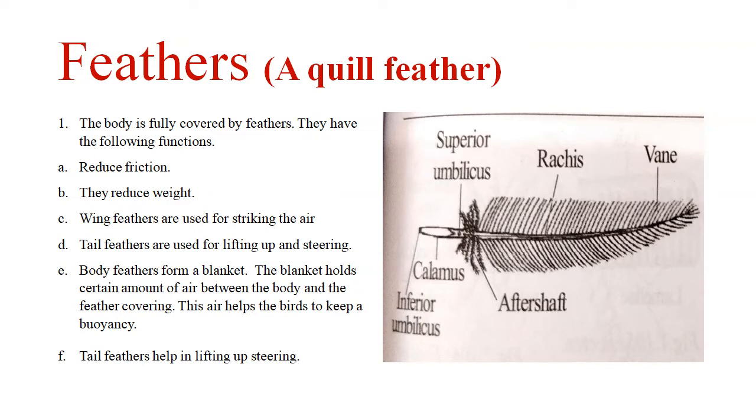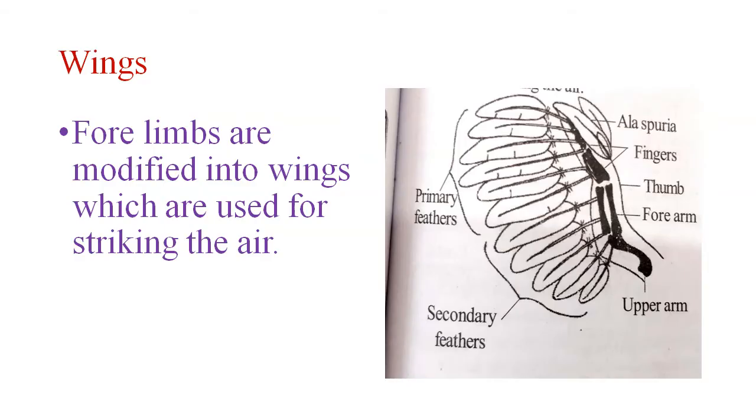Wing feathers are used for striking the air. Tail feathers are used for lifting and steering. Body feathers form a blanket. The blanket holds a certain amount of air between the body and the feather covering. This air helps the birds to keep buoyancy. When we talk about the tail feathers, they help in lifting and steering.